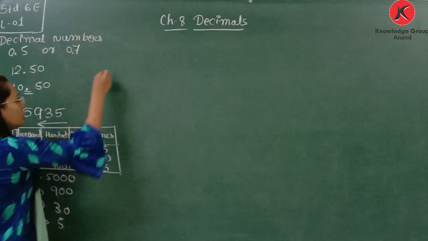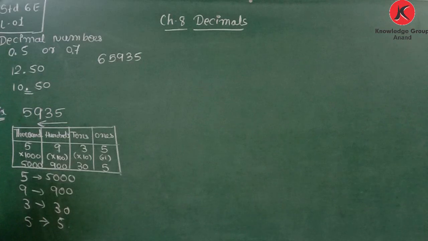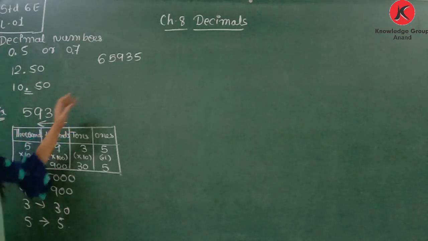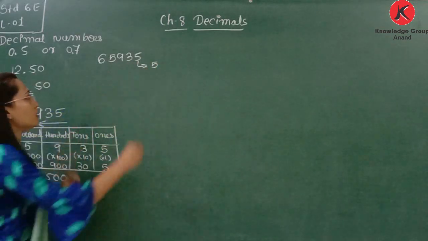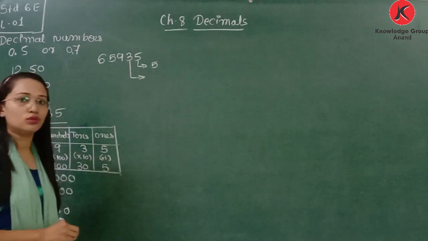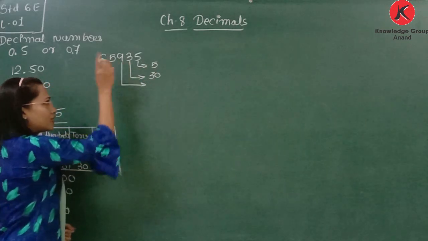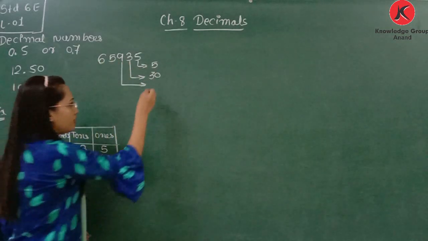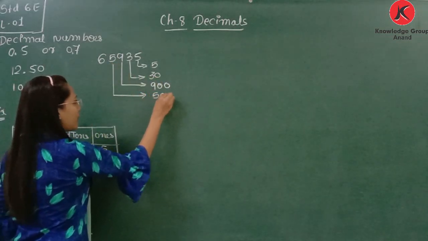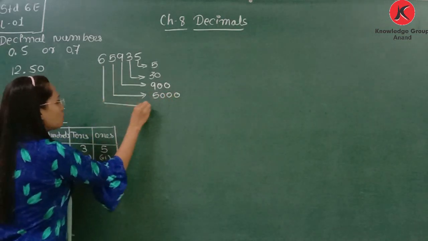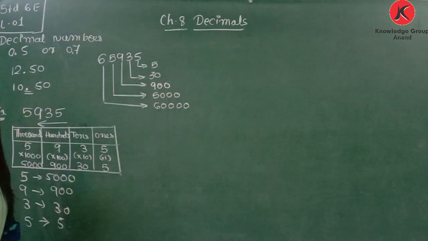Now if we have a 5 digit number, for example, we have this kind of number, how can we write the place value for this? This digit is at the ones place, so it is multiplied with 1. So the place value of 5 is 5. 3 at the tens place, so 3 is multiplied with 10. So the place value of 3 is 30. 9 is at the hundreds place, so it is multiplied with 100. So its place value is 900. 5 at the thousands place, so the place value is 5000. And 6 at the ten thousands place, so the place value of 6 is 60,000. So this way we can get the place value of digits.